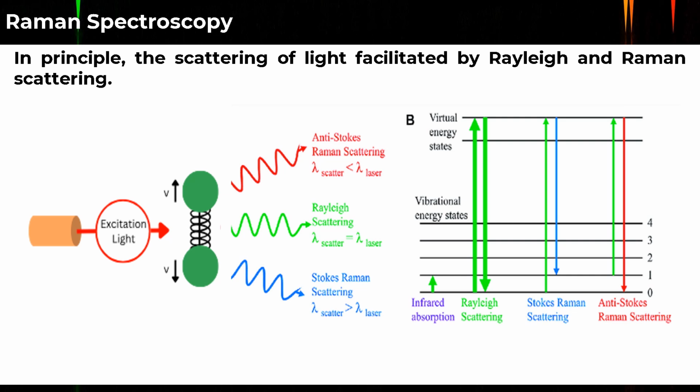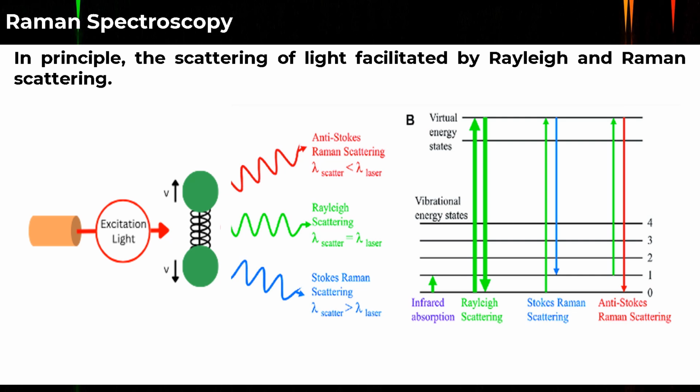So in principle, the scattering of light is facilitated by Rayleigh and Raman scattering. Rayleigh scattering is concerned with the elastic collisions of molecules and photons. As the light passes through the sample, tiny amounts of light or photons are scattered at an angle from the sample. This light has the same frequency as the incoming light, and its intensity is inversely proportional to the fourth power of its wavelength. Meanwhile, Raman scattering is the scattering of light with a change in frequency, which involves inelastic collisions.